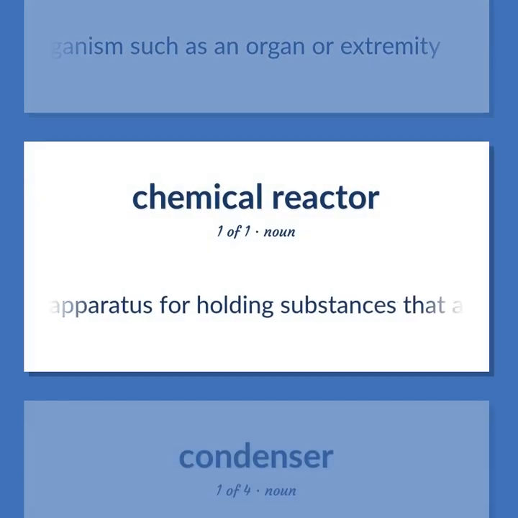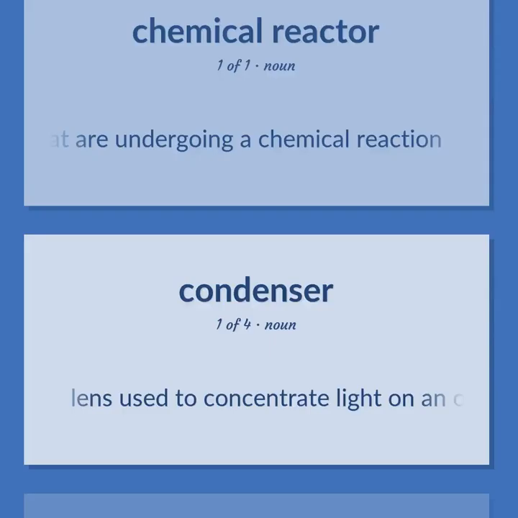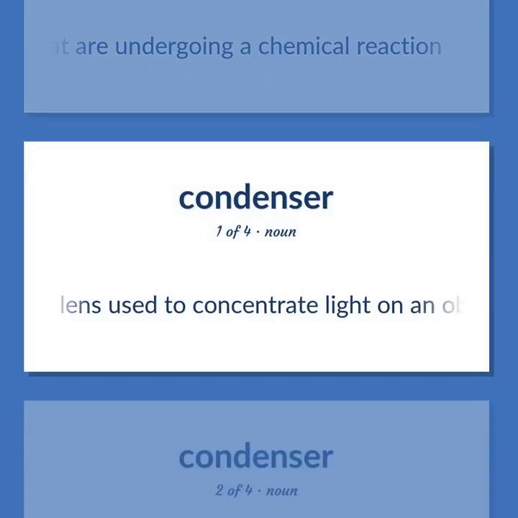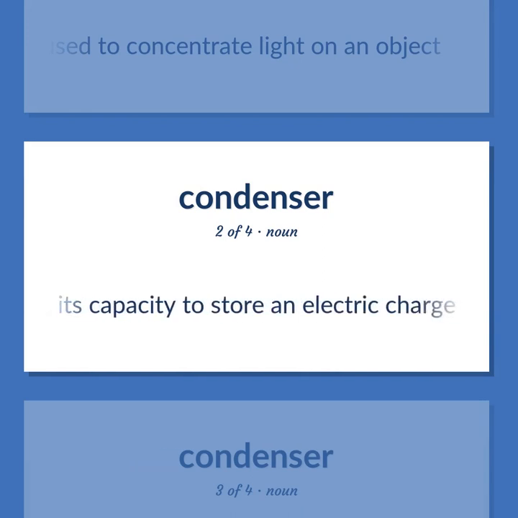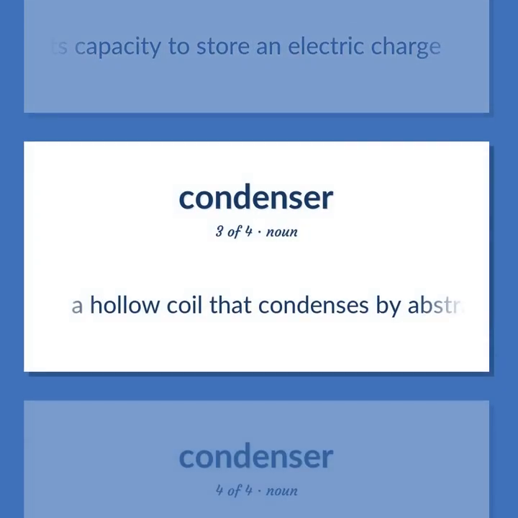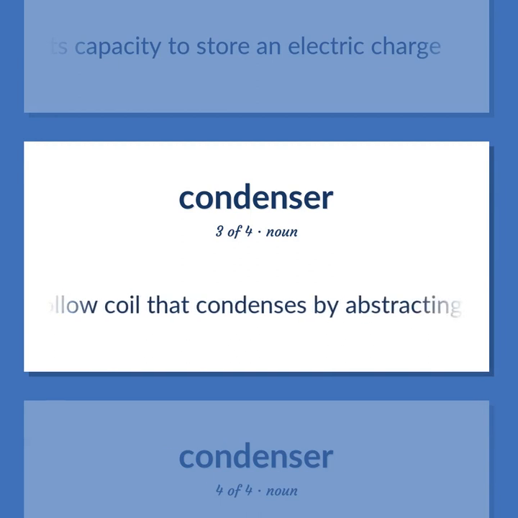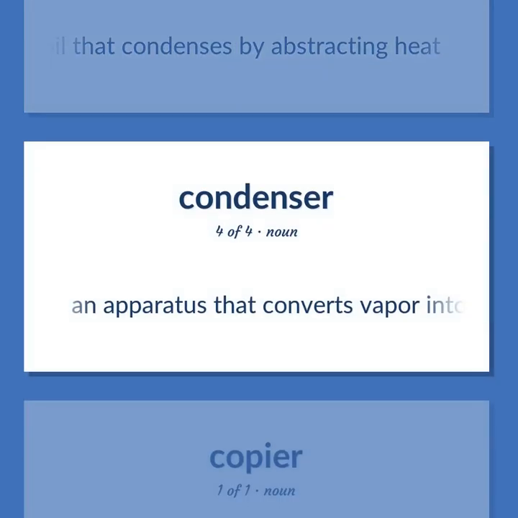An apparatus for holding substances that are undergoing a chemical reaction. Lens used to concentrate light on an object. An electrical device characterized by its capacity to store an electric charge. A hollow coil that condenses by abstracting heat. An apparatus that converts vapor into liquid.